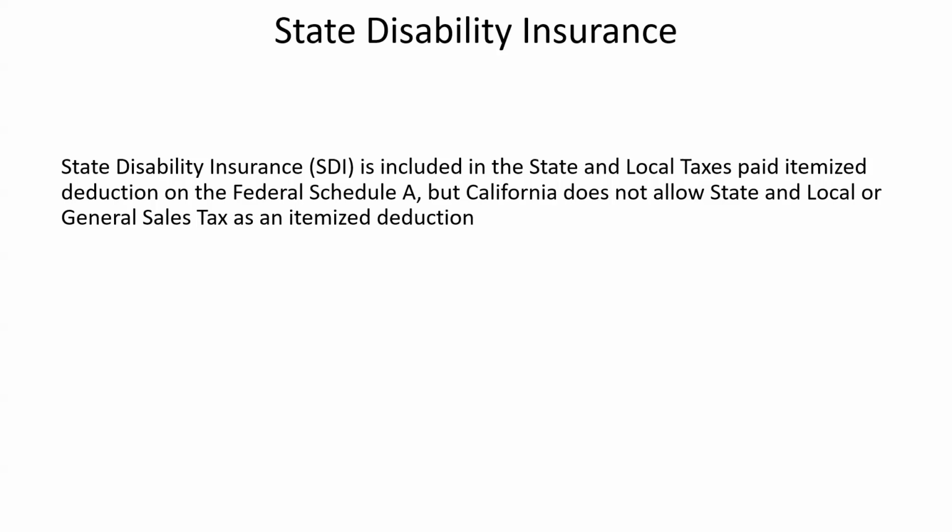You're going to go ahead and enter that data into the software. And then that amount will be carried forward to the Schedule A as an alpha on their federal return. And so you'll see that. And then you also see here where it says California does not allow state or local tax as an itemized deduction on a California return.